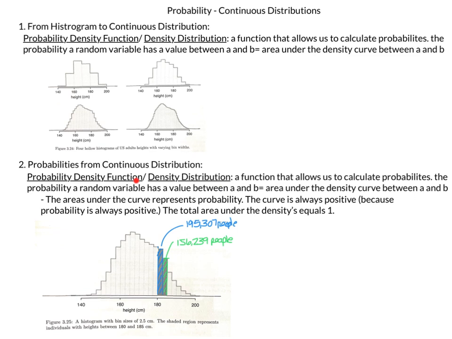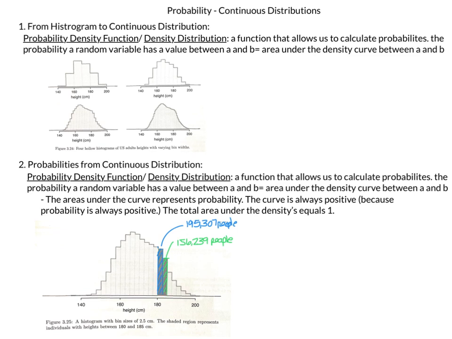A probability density function is any function that allows us to calculate probabilities, and the probability a random variable has a value between a and b. So for example, a can be this 180, b can be right here where the blue line is. So the probability a random variable has a value in this blue block will be equal to the area under the density curve between a and b. So in other words, it's this shaded region here.